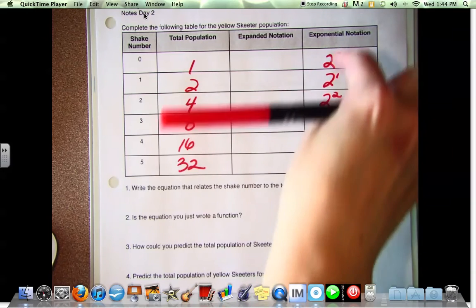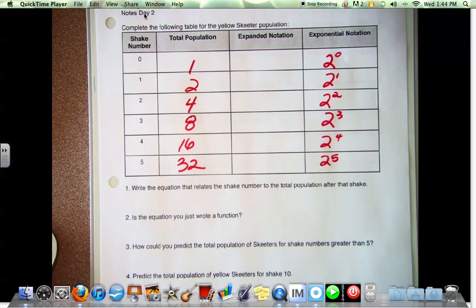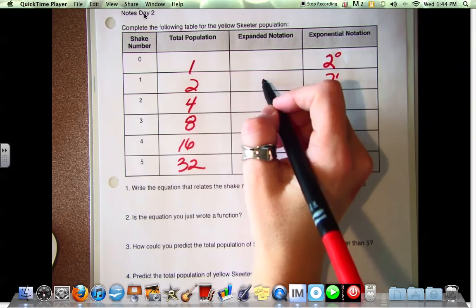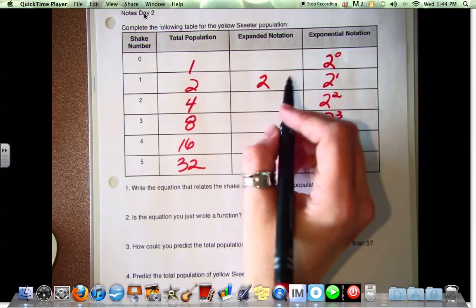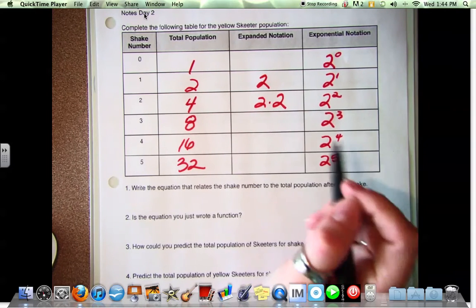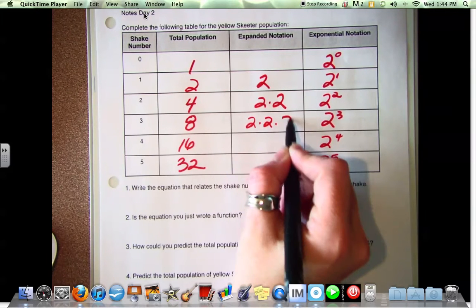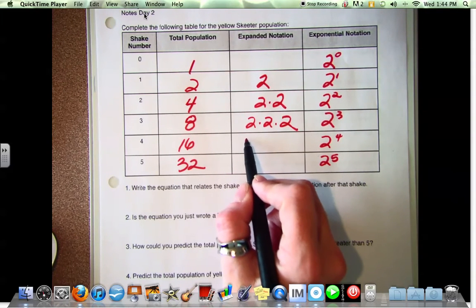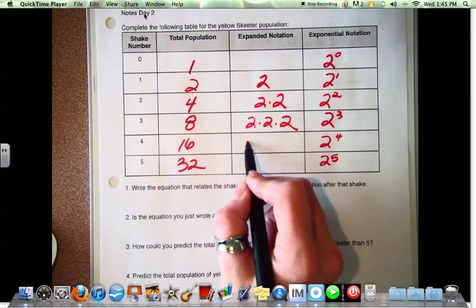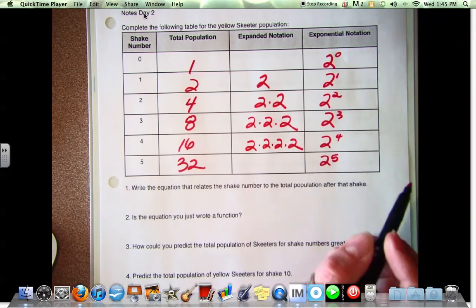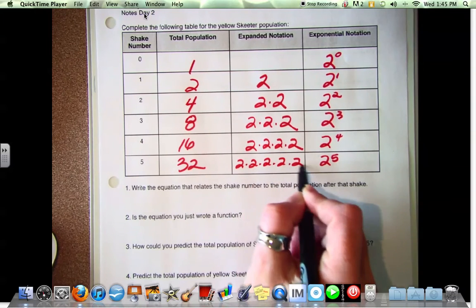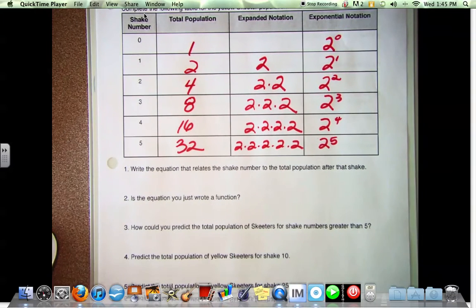Now, we're looking at it two different ways, exponentially and expanded. We've looked at expanded notation. So, how many 2's when it's 2 to the 1st? 1. How many 2's when it's 2 to the 2nd? 2. How many 2's when it's 2 to the 3rd? 3. How many 2's when it's 2 to the 4th? 4. And how many 2's when it's 2 to the 5th? 5.